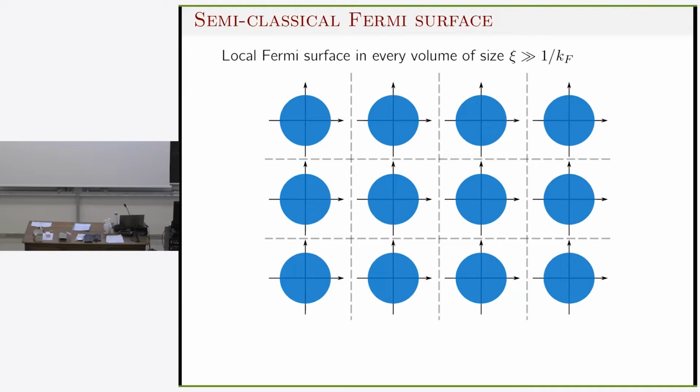So if I have a very big system, I can cut it into smaller boxes, each of whose size is still much bigger than 1 over kf, so that in each of these boxes I can still define a smooth Fermi surface. Okay, so this is an inherently semi-classical picture, but it's allowed thanks to this large dimensionful scale kf. So now the Fermi surface can actually depend on space as well.